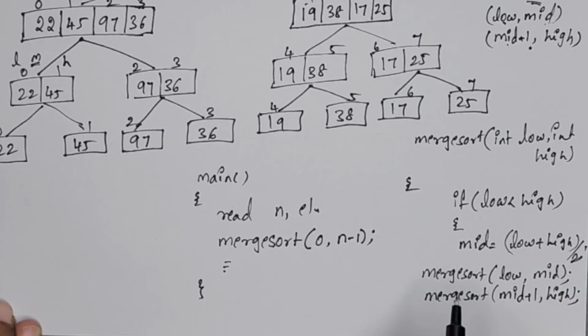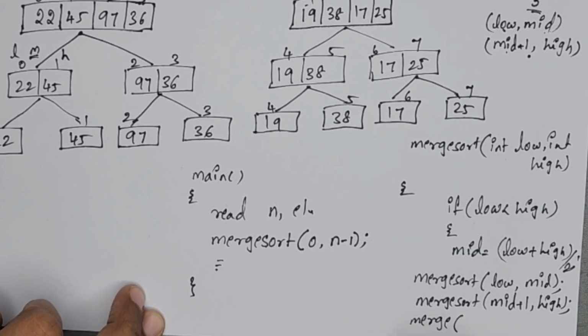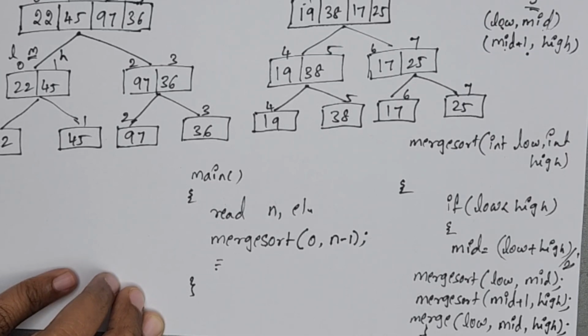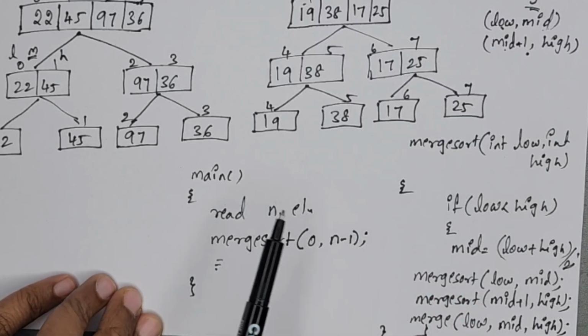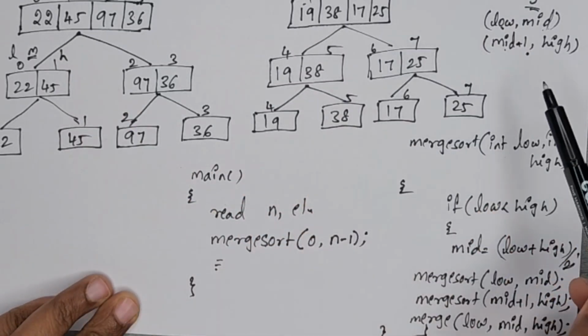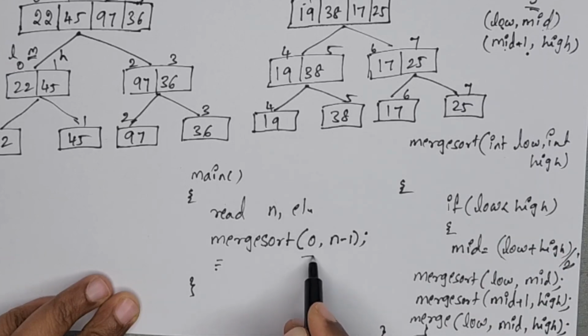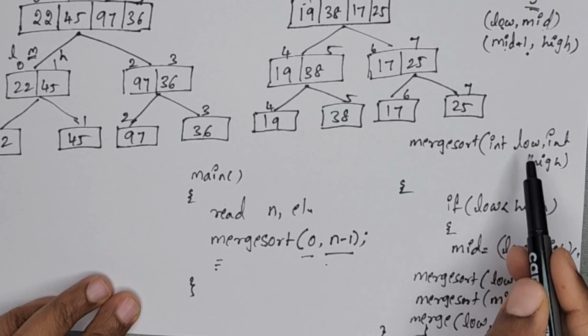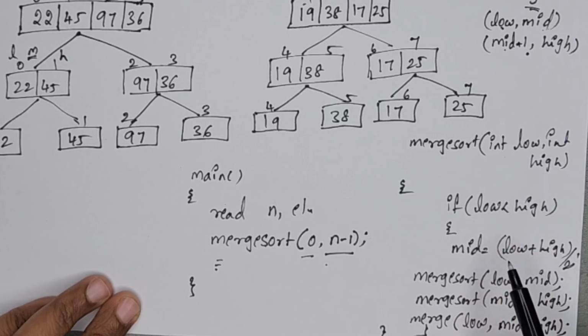This is for division. After division, we have to merge, meaning we have to sort and merge. For that I am going to call the merge function, and for the merge function I am going to send low, mid and high. Based on low, mid, high, we can sort the elements. So this is about the merge sort function. This is division. Initially, the first element index and last element index we send to the merge sort function. The first element index is assigned to low and the last element index is assigned to high.